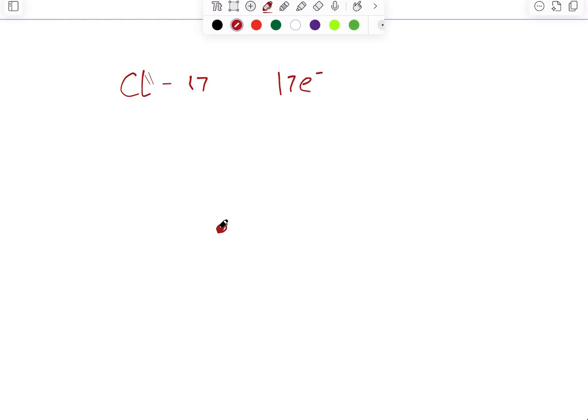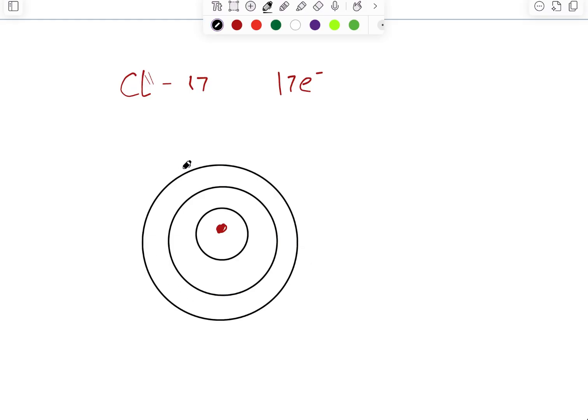So let's say this right here is the nucleus. Around it, we have the shells. That's the K shell, the L shell, and the M shell. So let's see. We'll start from the innermost shell. From what we have known already, the maximum number of electrons that can be in the innermost shell is 2. So we have 1, 2. After 2 is gone, what do we have left? 15 electrons. Then the next one, which is the L shell, can hold 8.